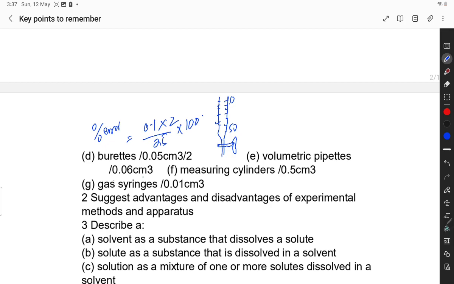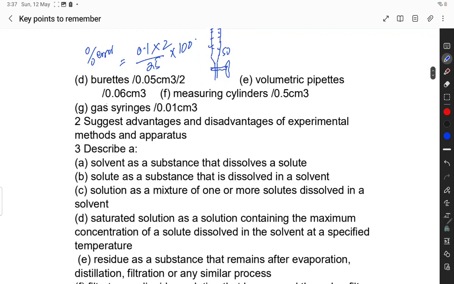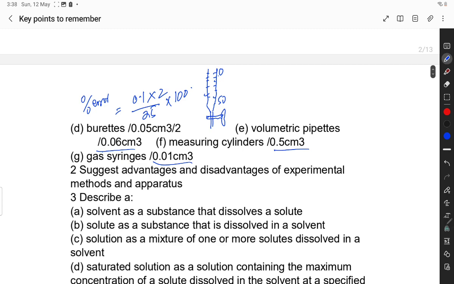Volumetric pipette, used to measure a fixed volume of liquid, the accuracy is 0.06 cm³. Measuring cylinder, that is 0.5 cm³. Gas syringe, 0.01 cm³ is the accuracy. This is the accuracy, please keep it in mind. And 0.05 cm³ into 2, up to 0.1 cm³, because the burette reading is measured two times, initial and final, multiplied by 2 and divided by 25.